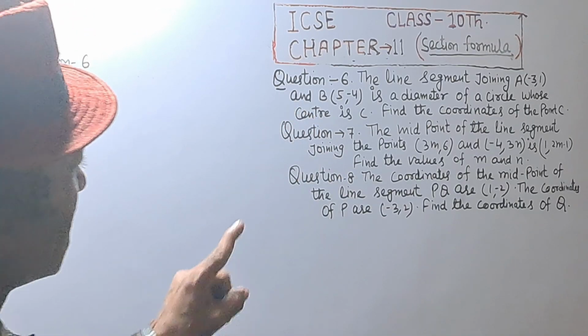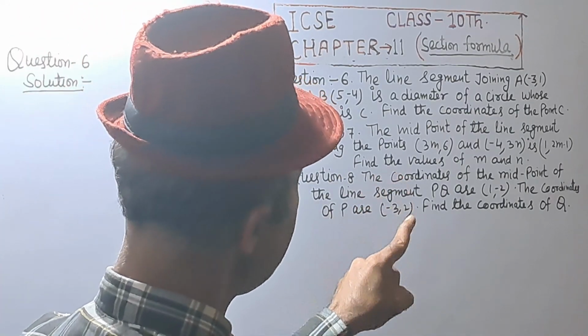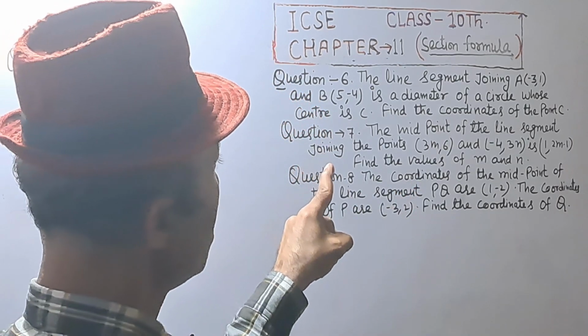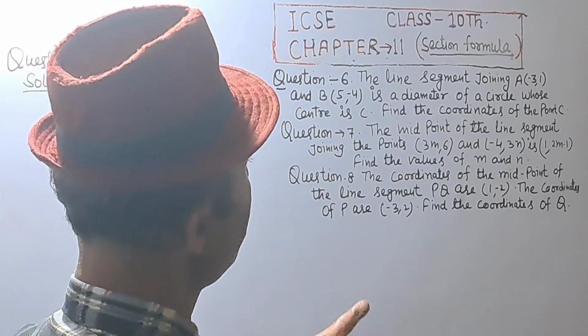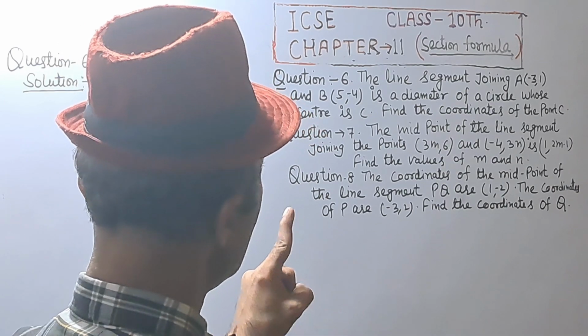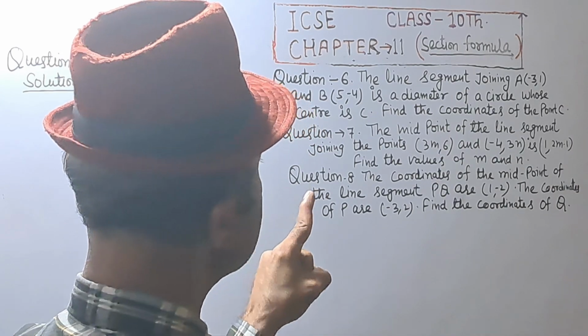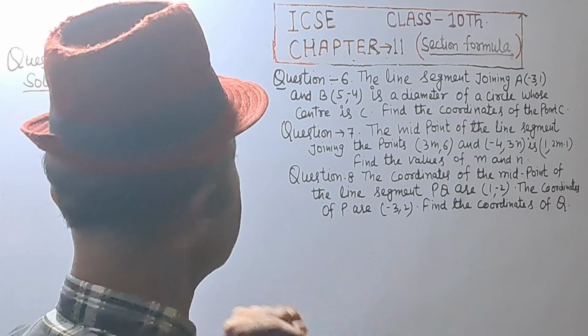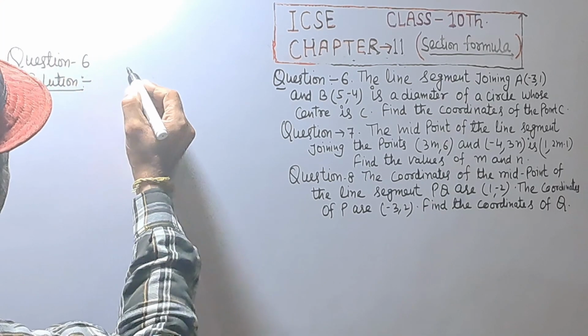Question number 6. The line segment joining A(-3, 1) and B(5, -4) is a diameter of a circle whose center is C. Find the coordinates of the point C. Solution.